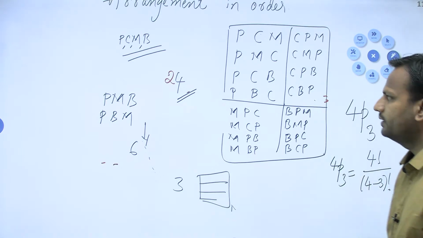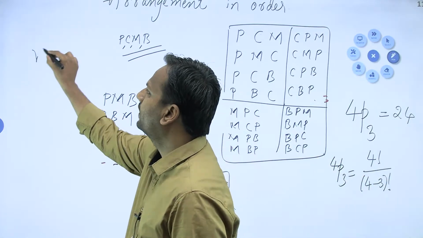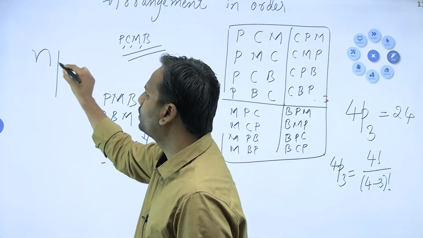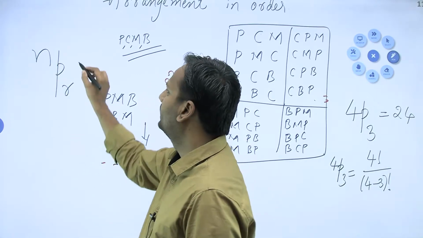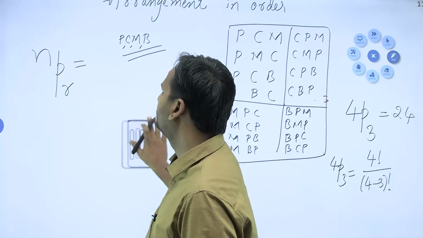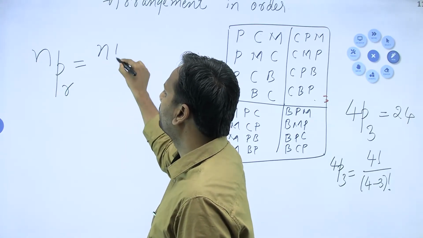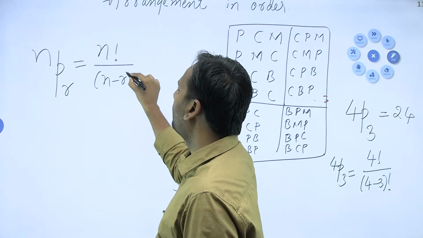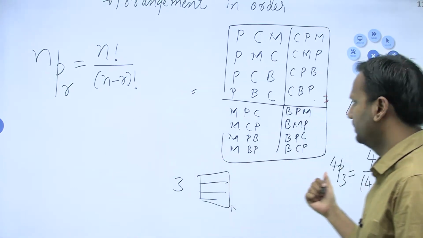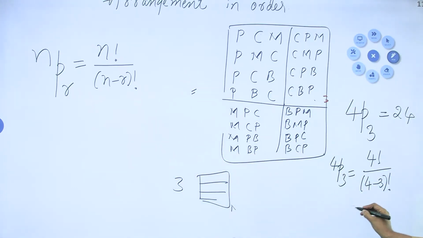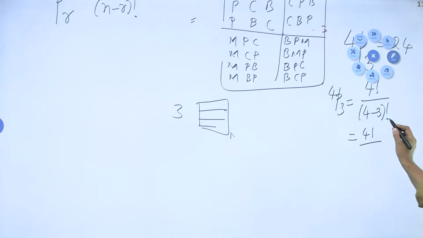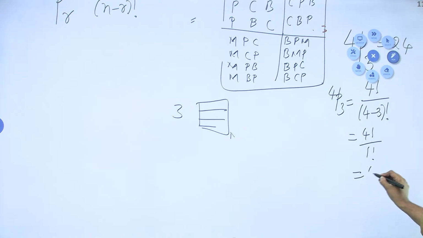That is generally n objects, and if I wish to arrange r number of objects, it is given as n factorial divided by (n minus r) factorial, like this. Now you see, students, 4 factorial divided by, what is (4 minus 3) factorial here? That is 1 factorial. So 4 factorial, 4 into 3 into 2 into 1, divided by 1 factorial. So how much did you get? 24. So I told you.